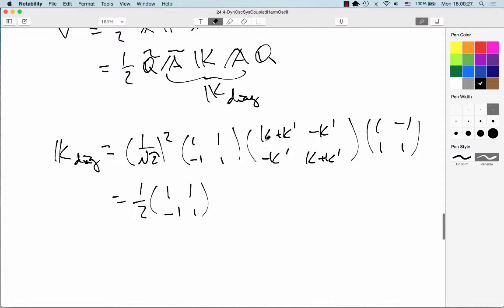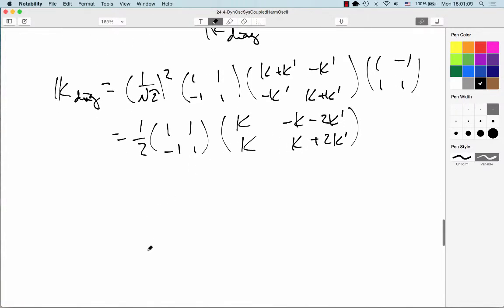So k plus k prime minus k prime is just going to give me k there. Then for this one, I'll have minus k prime, and that's minus k prime there. So I'm going to have minus k minus 2k prime. And then this will be minus k prime plus k prime, so this gives me k again. And here, minus and minus is a plus k prime, so this will be k plus 2k prime.